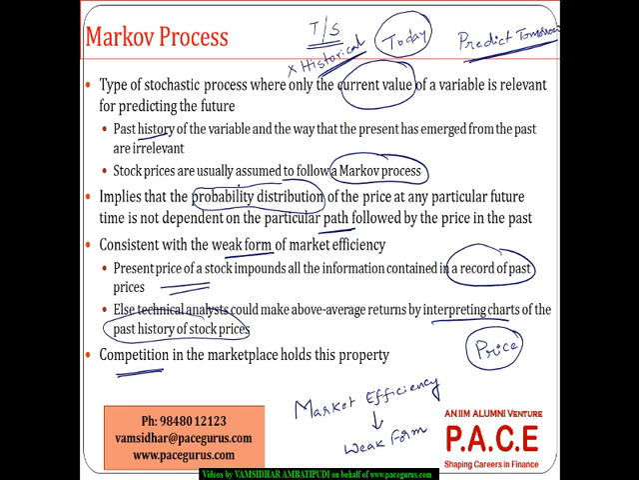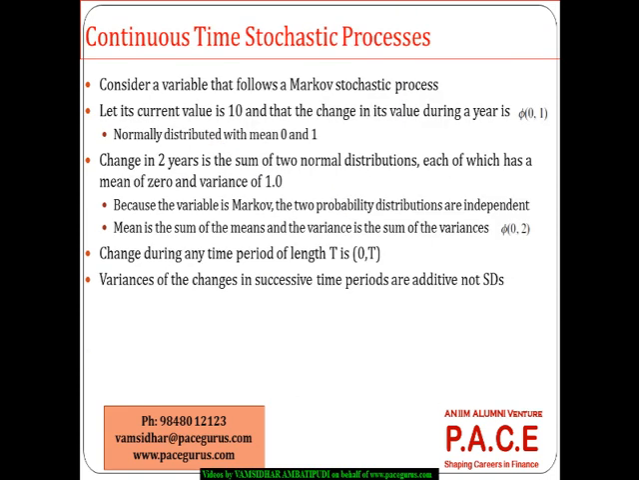So for now we can very comfortably assume that the stock prices follow a Markov property, which means if I have to predict the stock price for the future, I will rely only on the current price, and the past price, as well as the path that the price has followed in the past, will not have any kind of influence for the future. That is what the Markov property is all about. Now, let's talk about the continuous time stochastic process.